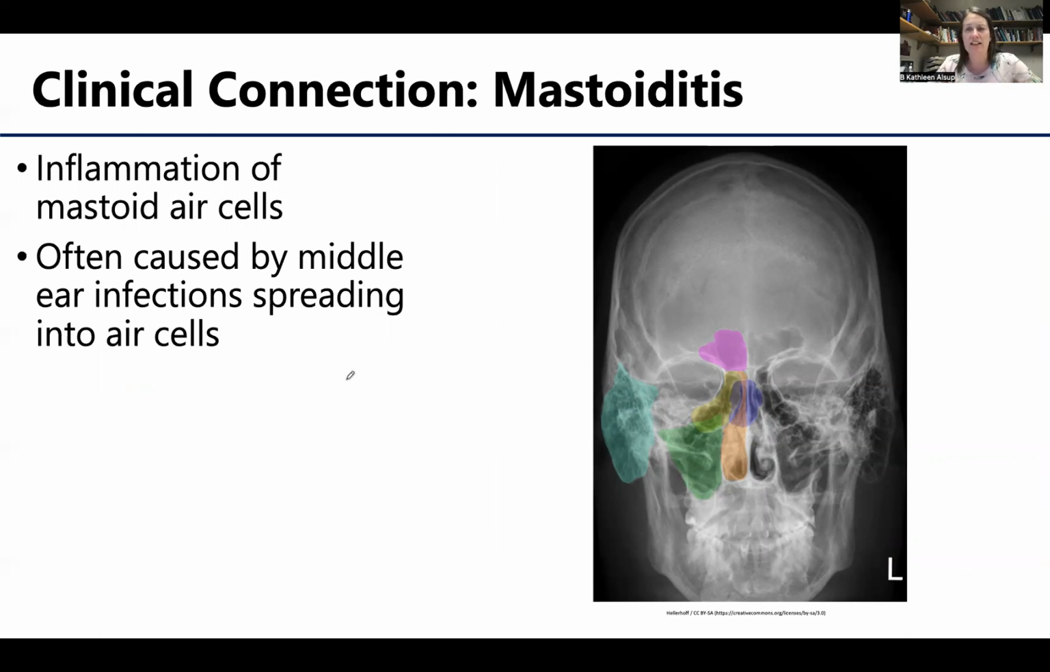And anytime that you have that type of lining, that means you can have inflammation in that region. So you can have inflammation of those air cells, which is referred to as mastoiditis. And that's often caused by middle ear infections spreading into those air cells. Generally, this isn't as common as it used to be, particularly with the advent of use of antibiotics, but that certainly can be inflamed, similar to what you have with these other paranasal sinuses. When you think of a sinus infection, it's generally going to be these, and we'll talk about these in more detail in a moment. But over here, you do still have some air cells in this region.